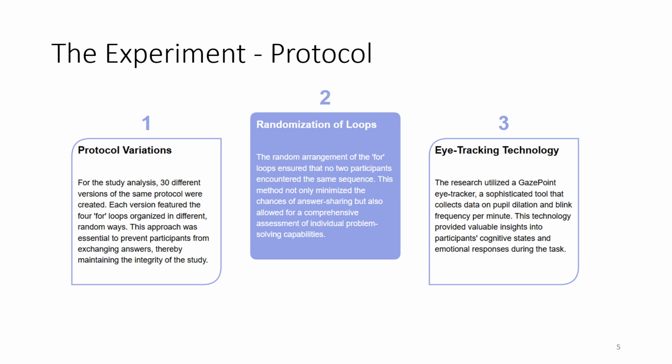The randomization of the loops. The random arrangement of the for loops ensured that no two participants encountered the same sequences. This method not only minimized the chances for answer sharing, but also allowed for a comprehensive assessment of individual problem-solving capabilities. We use, in this research, the Gazepoint eye tracker, a sophisticated tool that collects data on pupil dilation and blink frequency per minute. This technology provided valuable insights into participants' cognitive states and emotional responses during the task.